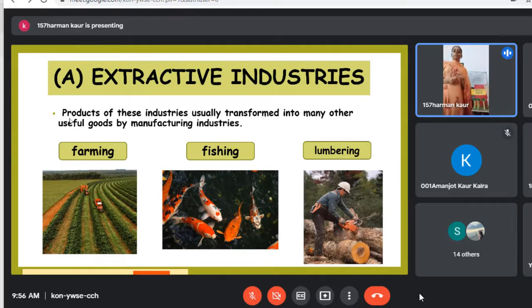Next is, you tell me what you can see in the last picture. Lumbering. Yes, very good. The last picture is lumbering industries. Lumbering means cutting of trees and using trees in the making of furniture and paper. Okay? So these are the examples of extractive industries. The next industry is genetic industries.